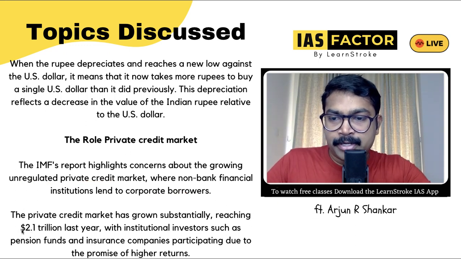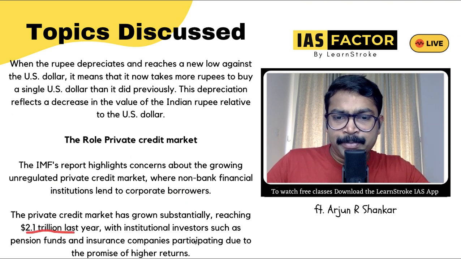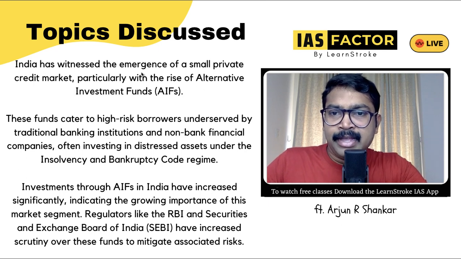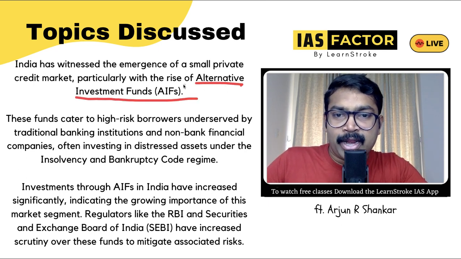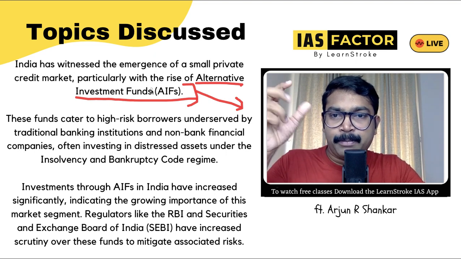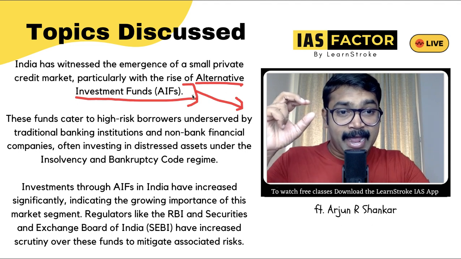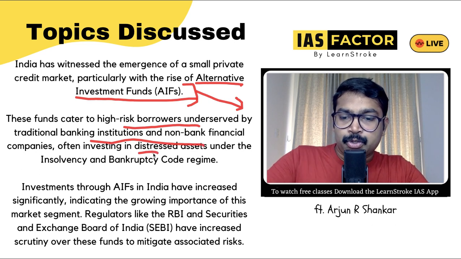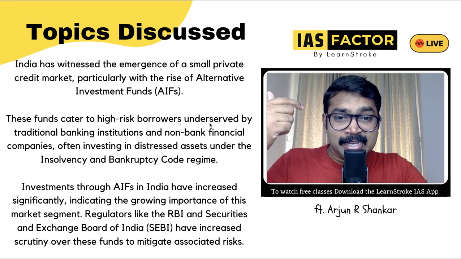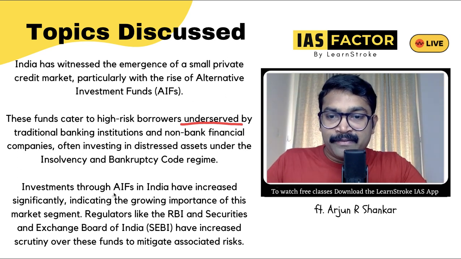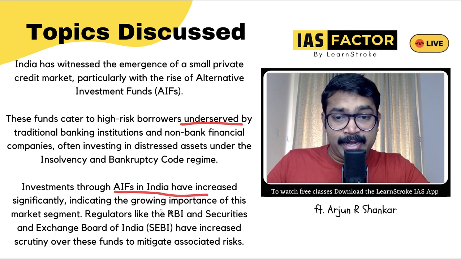It has grown to $2.1 trillion last year, with institutional investors such as pension funds and insurance companies participating. Let's take an example of alternative investment funds, or AIF. India has witnessed the emergence of a small private credit market, particularly with the rise of AIFs. These funds cater to high-risk borrowers underserved by traditional banking institutions and NBFCs, where they are not investing. These people can come and invest. Investment through AIF in India has increased significantly, indicating its growing importance.